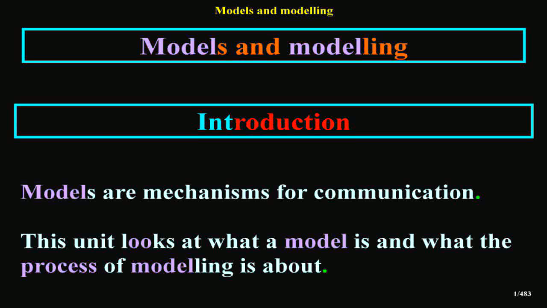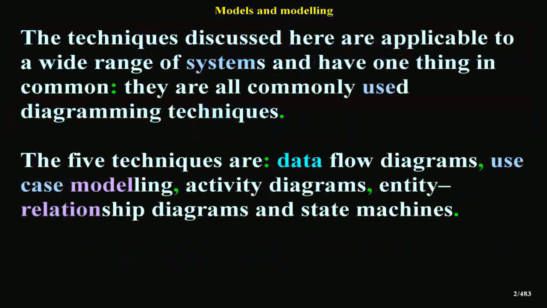Models and modeling. Introduction. Models are mechanisms for communication. This unit looks at what a model is and what the process of modeling is about. The techniques discussed here are applicable to a wide range of systems and have one thing in common. They are all commonly used diagramming techniques. The 5 techniques are data flow diagrams, use case modeling, activity diagrams, entity relationship diagrams, and state machines.